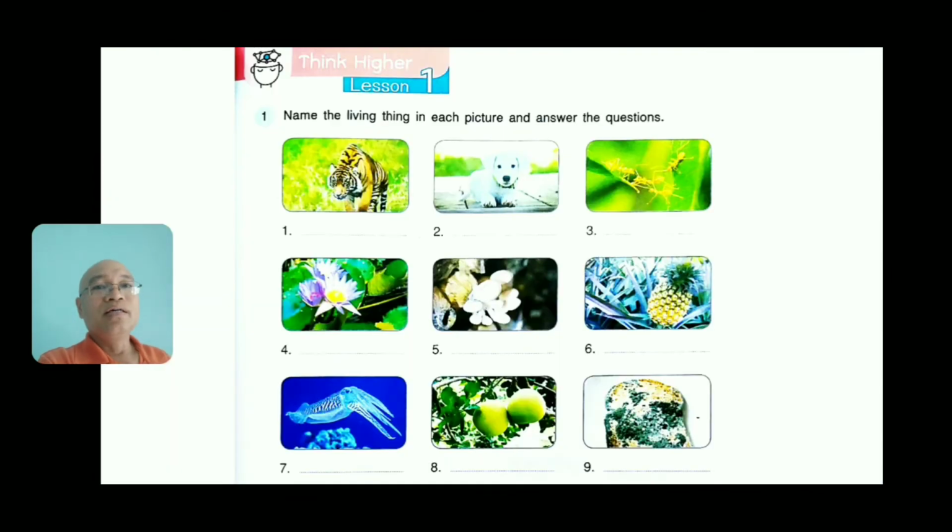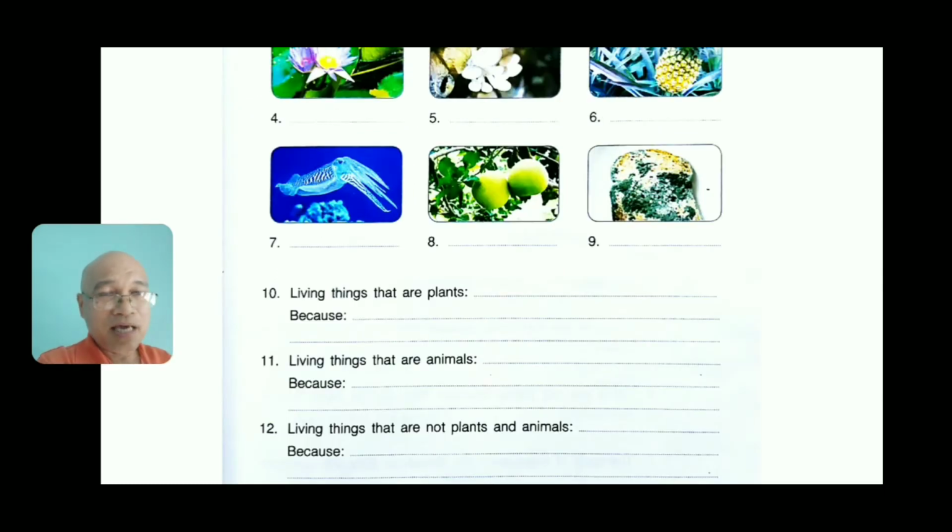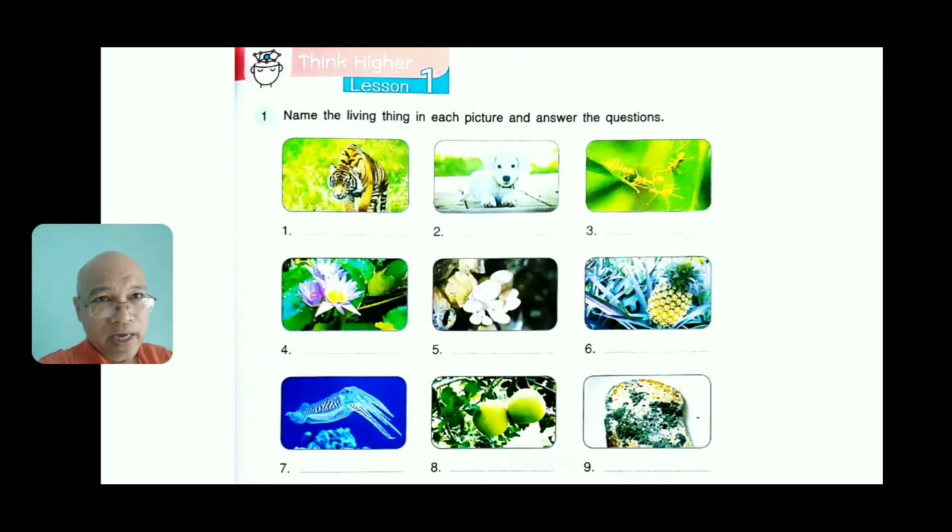And here we have this number 1, and think higher, right? Name the living things in each picture and answer the questions. It's very easy for you because you studied it very well already, right? Like a tiger, a dog, ants, and some flowers and fruits, and then some are non-living things. For the same animals, you write them here, living things that are plants from the pictures, okay? And give the reason why. And number 11, also living things that are animals from the pictures, and give the reason why.